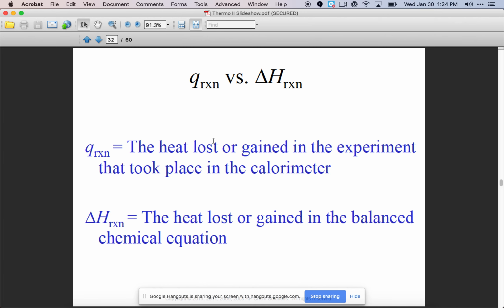Let's see. Oh, so notice that for heat of reaction versus delta heat of reaction, whenever you see lowercase q, that's for the calorimeter, but delta H is for the actual overall reaction. Does anybody have any questions about this slide? So are q and delta H for the reactions interchangeable? Let me think about that. I might have to get back to you about that. Possibly. I have to think about that.